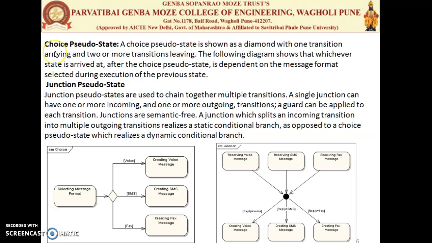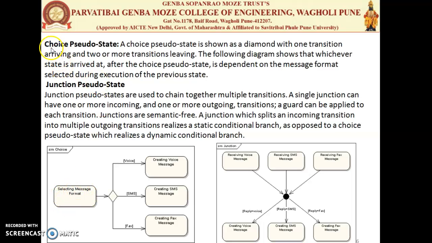Then the next one is the choice pseudostate. That is nothing but the diamond condition, which has one incoming edge and different outgoing edges, or a number of outgoing transitions. Suppose you have to select the message format for sending to people. So what different message formats do we have? Suppose we have to create a message, with one incoming edge. Here you can see the diamond, which has three alternative ways to create a message or to select a message format. First, you can send a voice message, you can create a text message, or you can send a fax message. It can be another one, you can send a WhatsApp message. So these can be different ways for a single incoming edge.